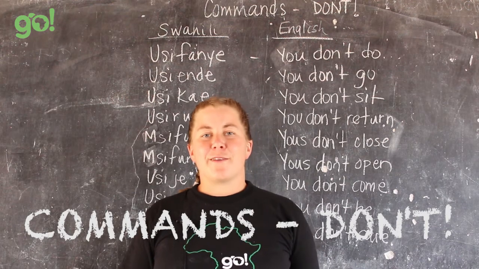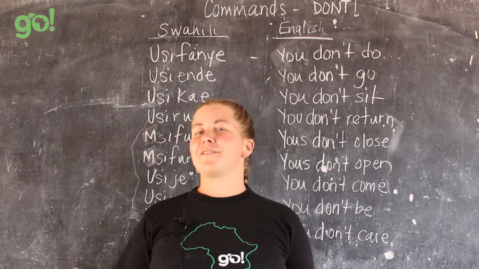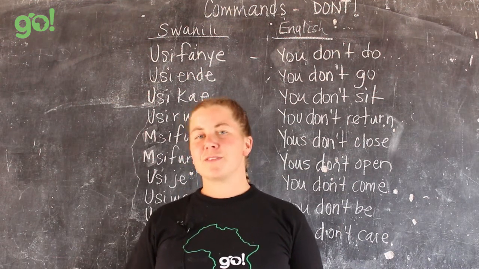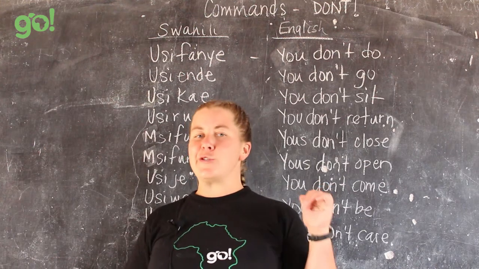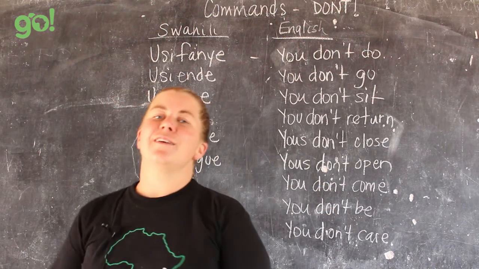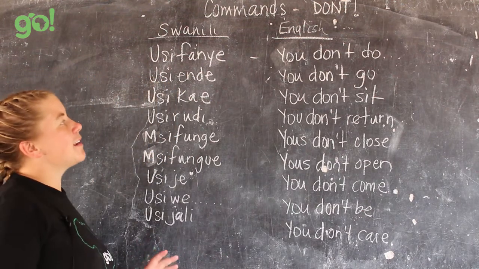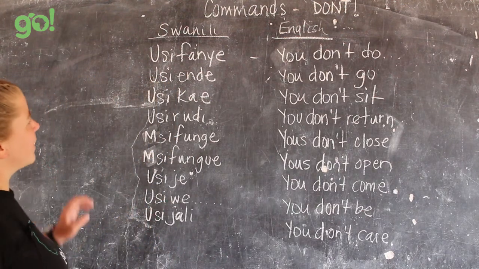Alright, here's our second command video, and this is the negative side of the command. The first command video was looking at the positive ones, or giving directions. This one is looking at the don't side of the commands. So instead of telling someone to do something, now we're telling someone not to do something.